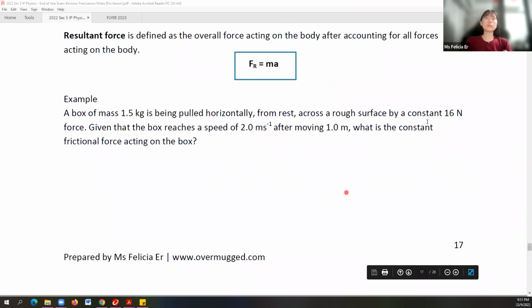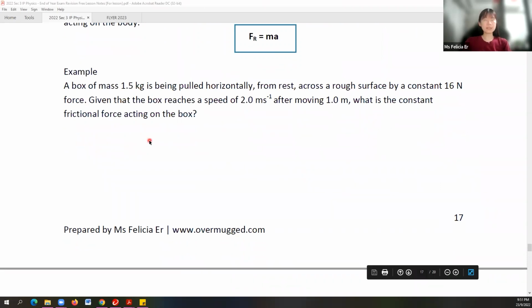Okay, so I want to go through this example, this question here. They said that a box of mass 1.5 kg is being pushed horizontally from rest across the rough surface by a constant 16 Newton force. Given that the box reaches a speed of 2 meters per second after moving 1.0 meter, what is the constant frictional force acting on the box?